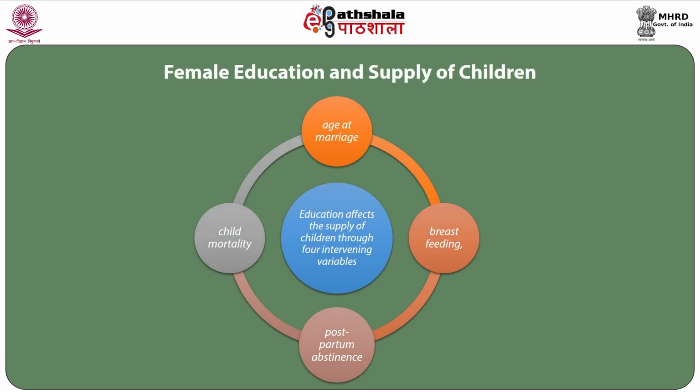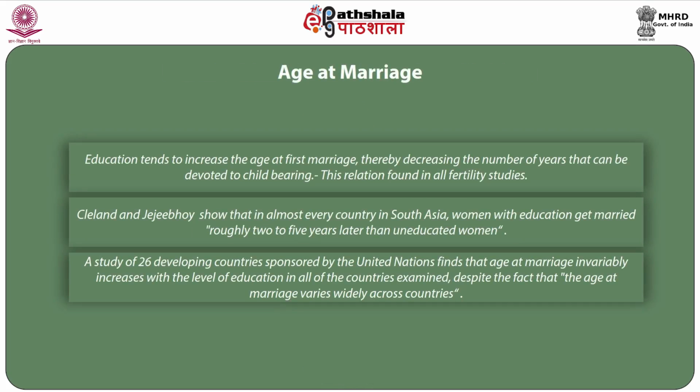These are age at marriage, breastfeeding, postpartum abstinence, and child mortality. Education tends to increase the age at first marriage, thereby decreasing the number of years that can be devoted to childbearing. This relationship between women's education and age at marriage has been found in almost all fertility studies.